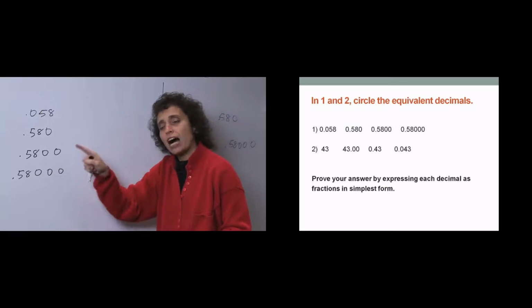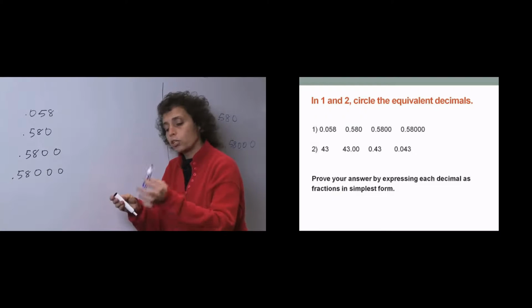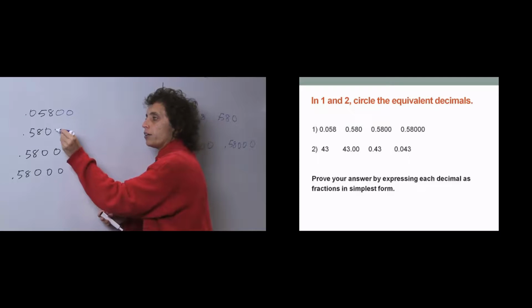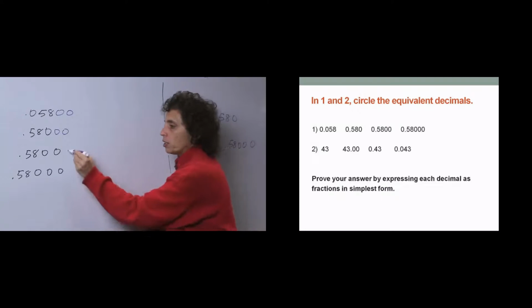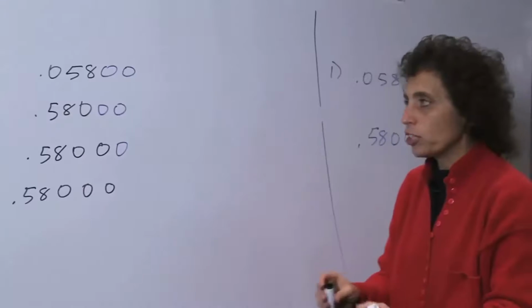I'm going to make them all have 5 decimal places. Well, I can't just put an arbitrary number in there. I'm going to put a placeholder of 0 there. So I'm going to have to add 2 zeros here. I'm going to have to add 2 zeros here. Now they have 5. 1 zero here. That now has 5. And that already has 5 decimal places.